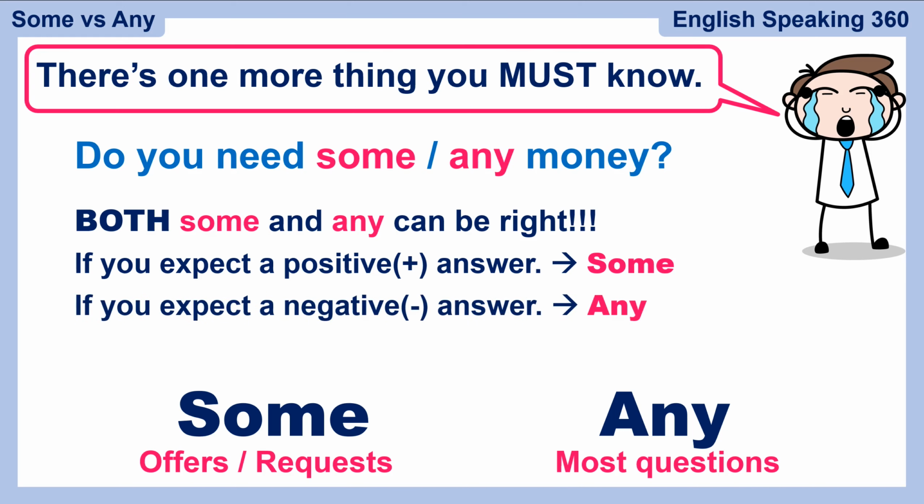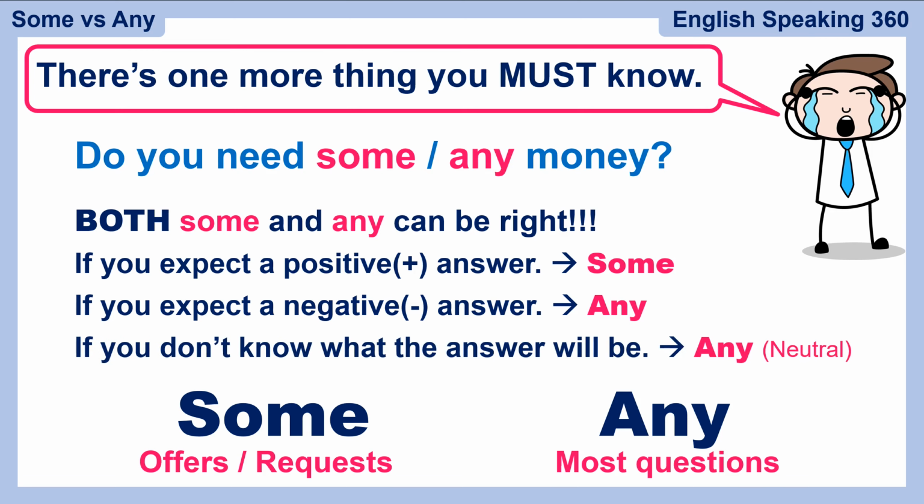Now, if you expect a negative answer, you use any. Do you need any money? So, for example, if your son is going out with friends and he has a part-time job and you also gave him some pocket money yesterday, you can ask, do you need any money? And you expect a no. But sometimes you don't know what the answer will be, and in this case, it's a neutral question. It is just the same as most questions, so you just ask, do you need any money? I don't know if you're going to say yes or if you're going to say no.